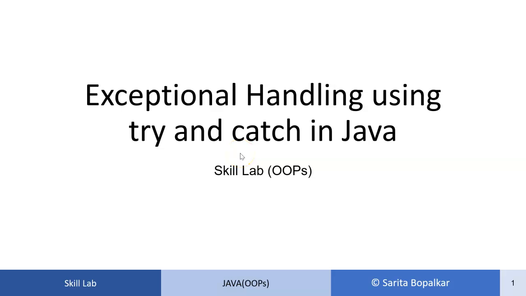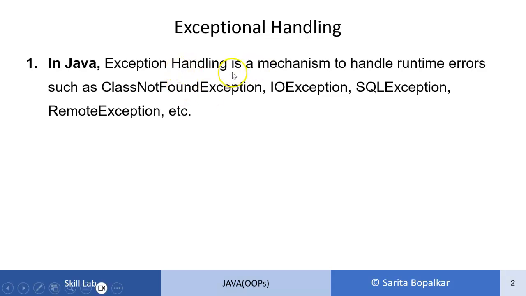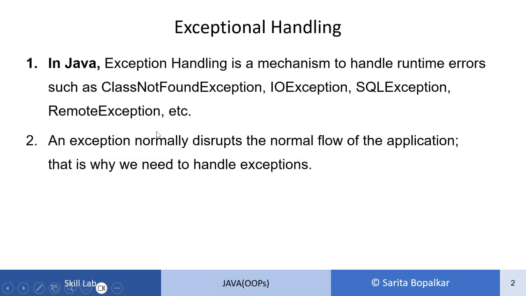Hello, today we are demonstrating a simple code for exception handling using try and catch in Java. Before that, let's discuss what exactly exception handling is. In Java, exception handling is a mechanism to handle runtime errors such as ClassNotFoundException, IOException, SQLException, RemoteException, etc. An exception normally disturbs the normal flow of an application. That is why we need to handle the exception.